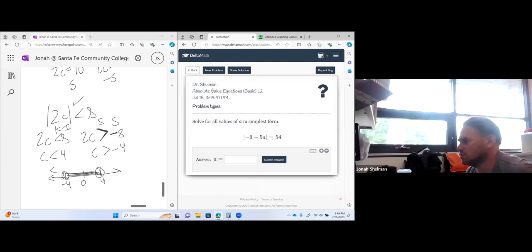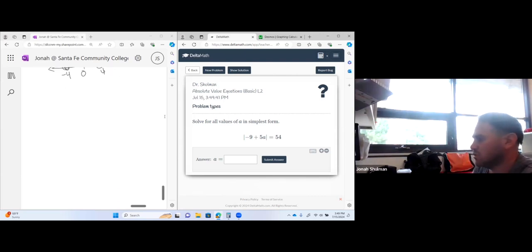Let's look at a level 2. So the level 2 is nothing too crazy. The level 2, we basically just see, are the bars alone? Yes, the bars are alone, which basically means 1 is going to be equal to 54, and 1 is going to be equal to negative 54.